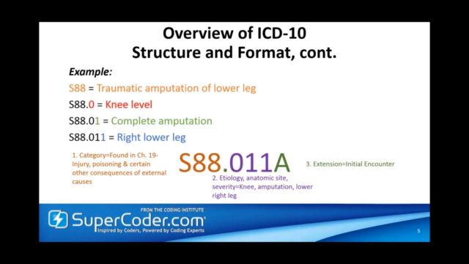The etiology, anatomic site, or severity is represented by the 4th through 6th characters. The 4th character is 0, which represents the knee level. The 5th character is 1, which represents complete amputation, and the 6th character is 1, which represents the right lower leg. In ICD-10, many codes allow you to specify right or left sides. The letter A represents the 7th character extension for the patient's initial encounter.